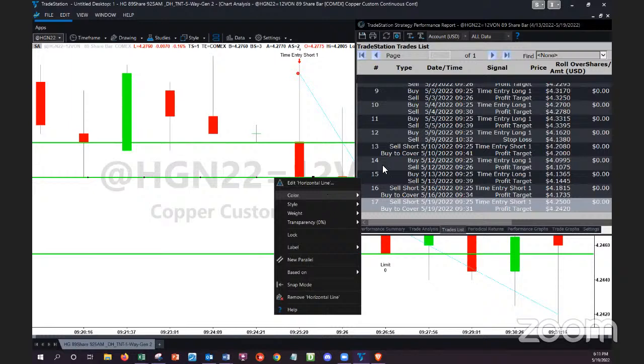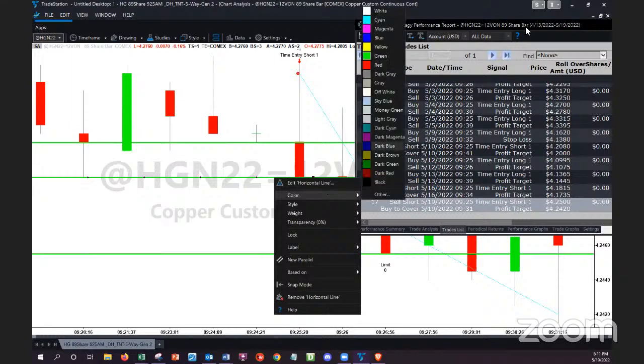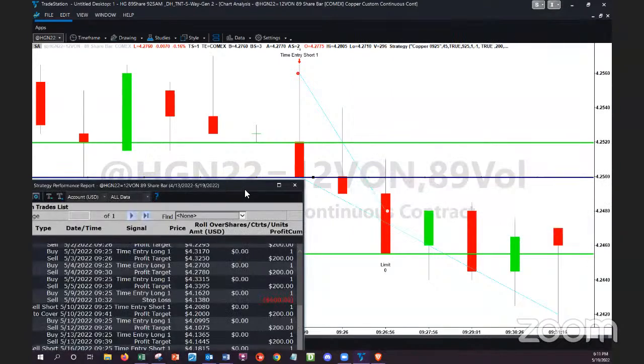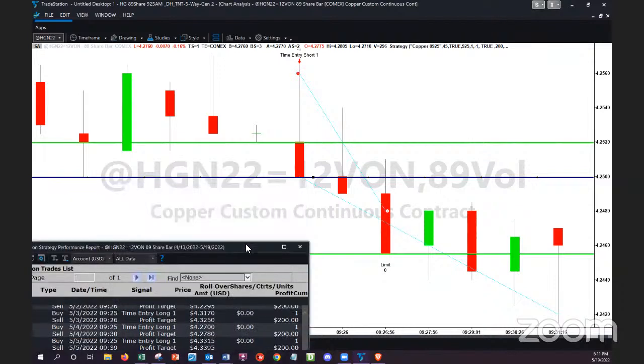I'm going to change the color on that just so it'll be a little easier for me to see. Oh, look, 4.2500. But in reality, this is where it was at 9:58. That's where it actually entered, at 9:25. So is it using the close of the candle? It's using the close of the candle. Yikes. Okay. And this is in share bars.